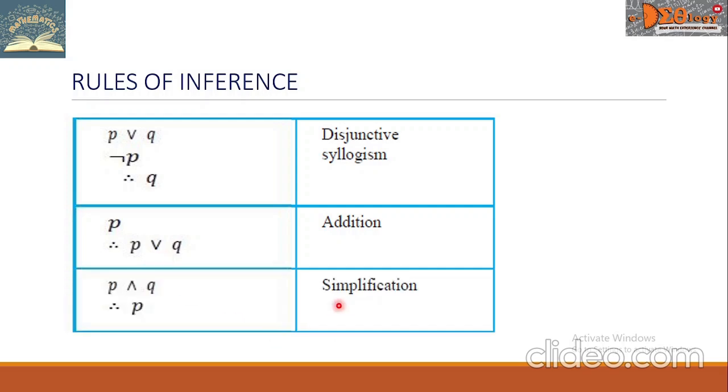Next is simplification. We have one premise followed by conclusion. The premise is P and Q. Conclusion, P.